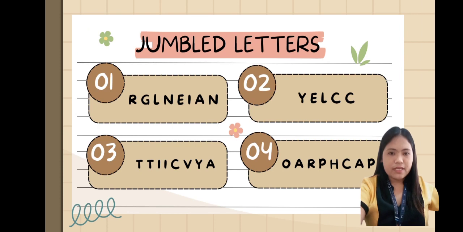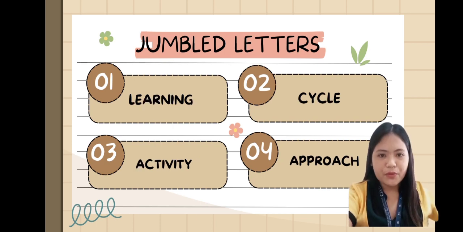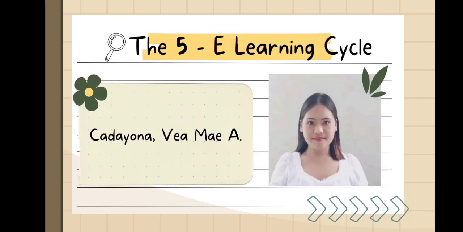Before we start, I have here jumbled letters and I want you to arrange them into a word. Very good. Your answers are correct. This is CADAYONA VEA MAE and I am going to tackle the 5E learning cycle.